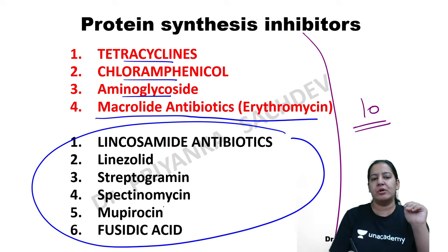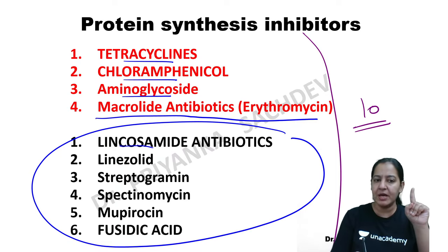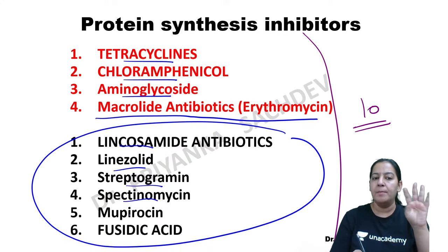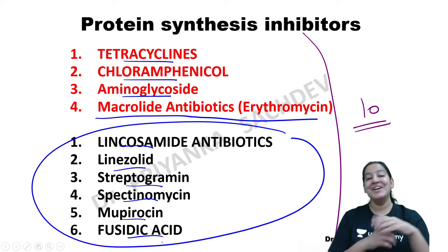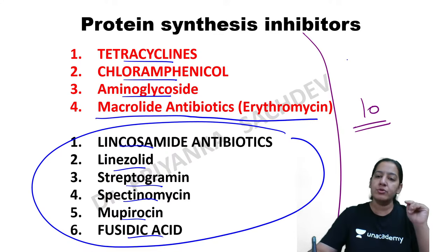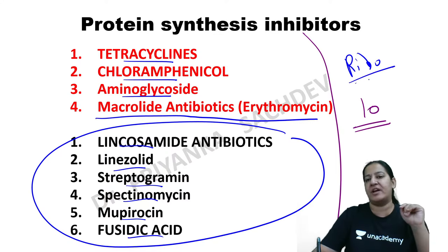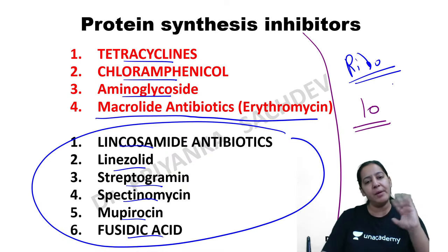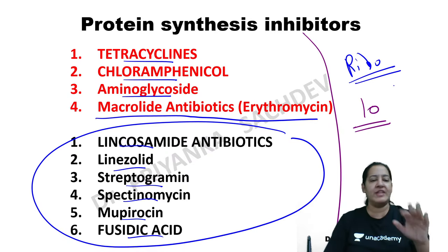So you should know the names also. These ones also: lincosamide, linezolid, streptogramin, streptomycin, mupirocin and fusidic acid. So these are the 10 antibiotics which work by inhibiting protein synthesis inside the bacteria. So they all act on the ribosome of the bacteria, some of them on 50S, some of them on 30S and some of them on both.